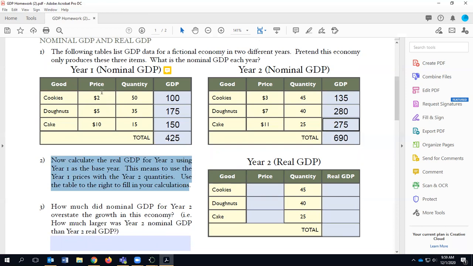So we're gonna take these prices. Our price for cookies is $2. Our price for donuts is $5. And our price for cake is $10. Because we're using the year 1 prices to find our real GDP. And so now it's just the same formula. It's still price times quantity. So it's 2 times 45.